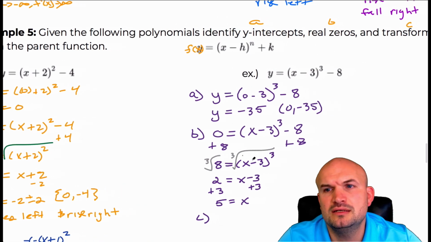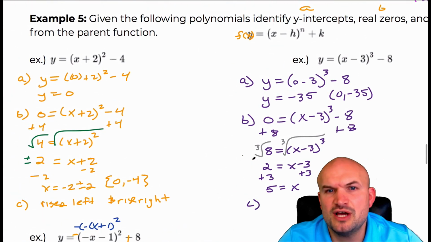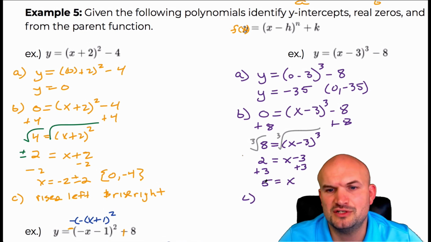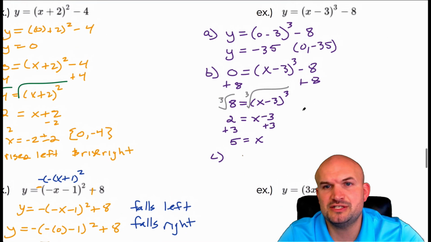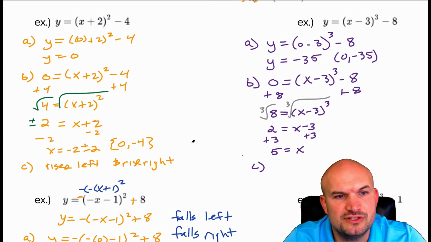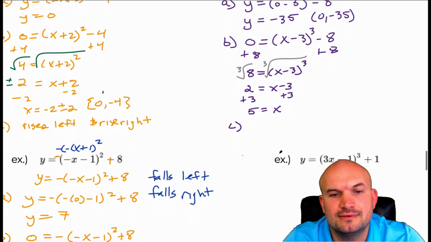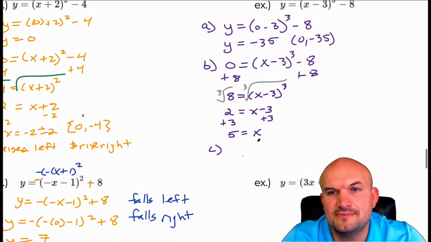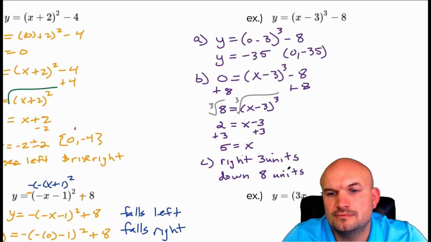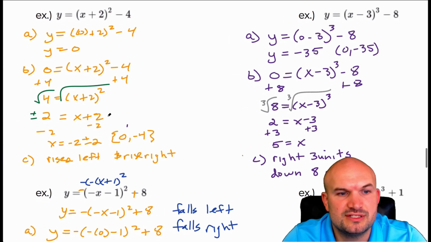Part C was identify the transformations. Oh, I didn't ask for the end behavior, did I? Well, good. End behavior is just good practice for us, so I'll continue that. So the transformations here, you can see that's just going to be shifting 3 right and then down 8. Did I not do the transformations over here? I forgot to. Aha. All right, so let's go back over to that. So here we're going to shift right 3 units and down 8 units. Let's go and fix these transformations since I forgot to do that.